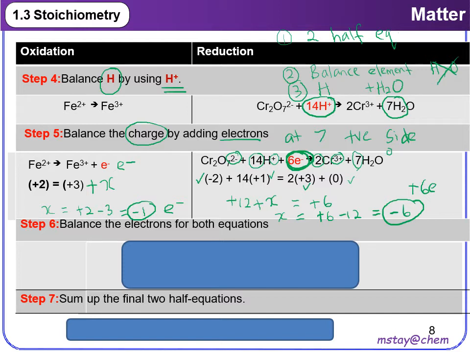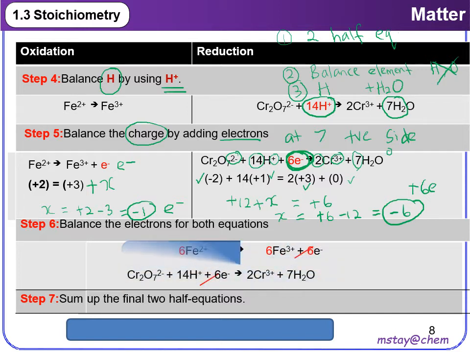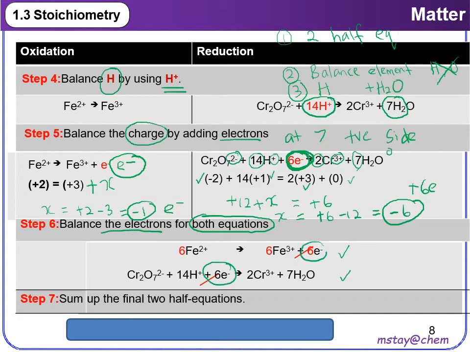Second last step is step number 6. We are going to balance the electrons in both equations. Due to step number 5, the half equation of Fe only involves one electron, but the second half equation involves 6 electrons. So the first equation we have to times 6, and the second equation we just maintain. Then from here we can see 6 electrons and 6 more electrons can be cancelled out.